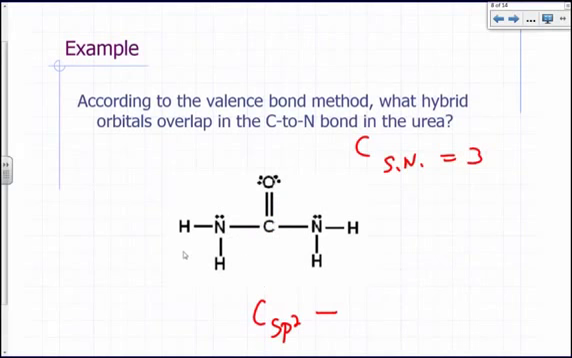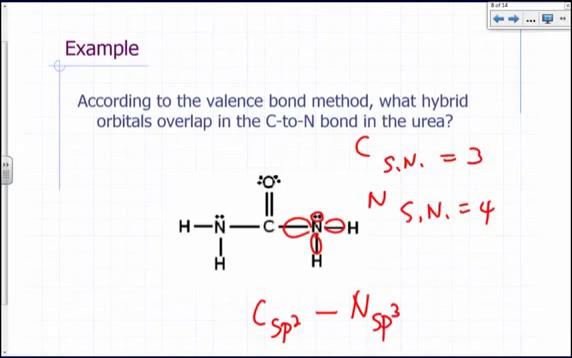Look at nitrogen right here. There's 1, 2, 3, 4 groups of electrons sticking out of your nitrogen. So the steric number for your nitrogen is 4. That's a tetrahedral electron domain geometry. So the hybridization that you're going to need for the nitrogen is an sp3. So we say that the carbon to nitrogen bond here is an sp2 to sp3 overlap.